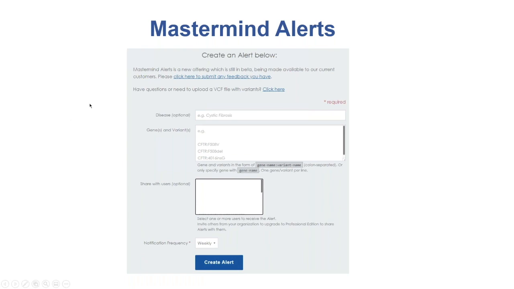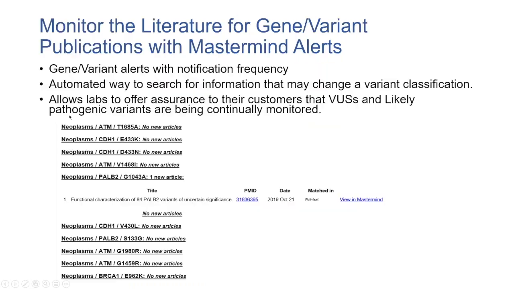Variant information doesn't change that fast, but these are extremely useful in the laboratory to help us monitor the literature for publications that come out that may require us to reclassify variants. So we can set these up with any notification frequency we want and how we want to receive this information. And it really does allow us to assure our customers that the variants of uncertain significance and other likely pathogenic variants are being continually monitored for new information.